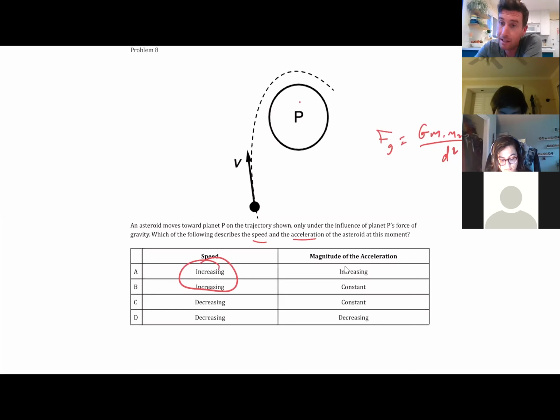The magnitude of the acceleration. Since I'm getting closer to the planet, I'm now getting a greater force. The closer I get, the more d gets smaller, the more the force increases. So my acceleration should also be increasing.